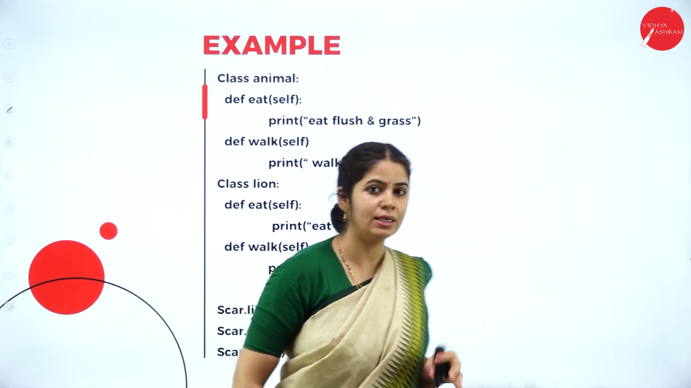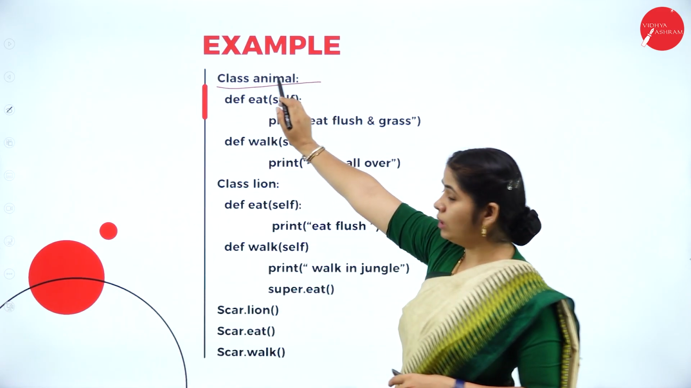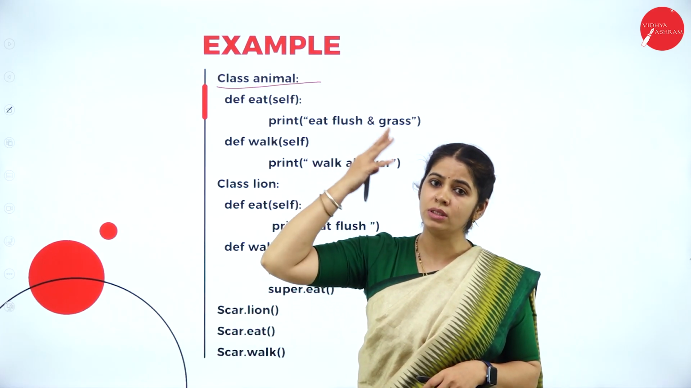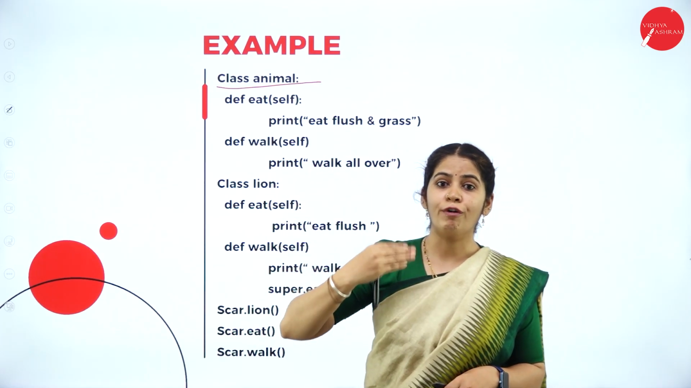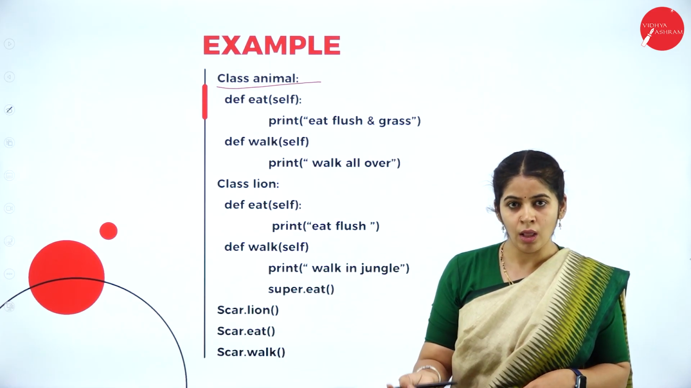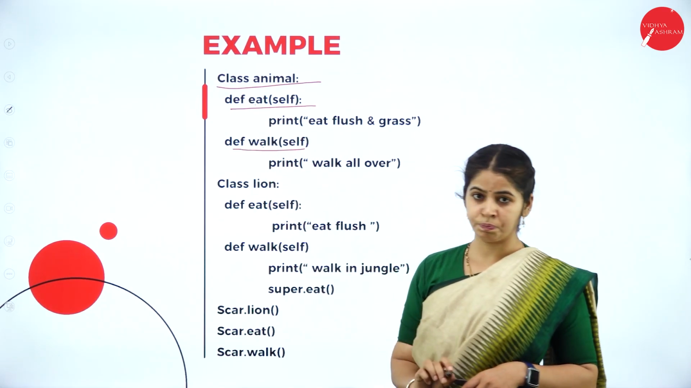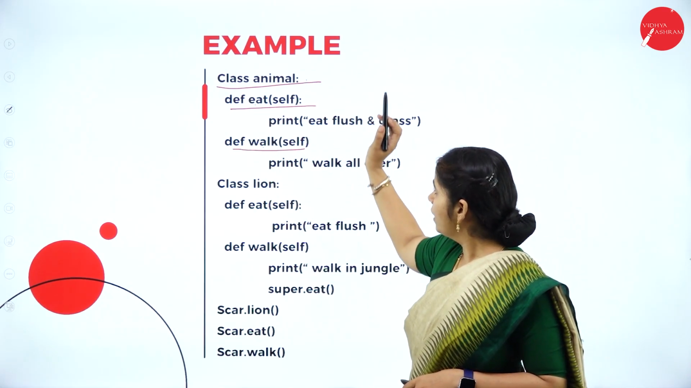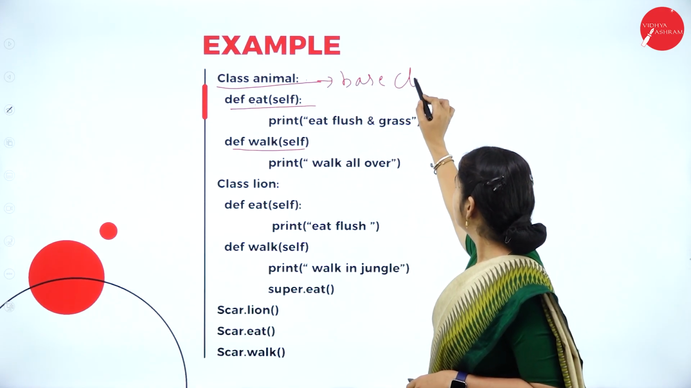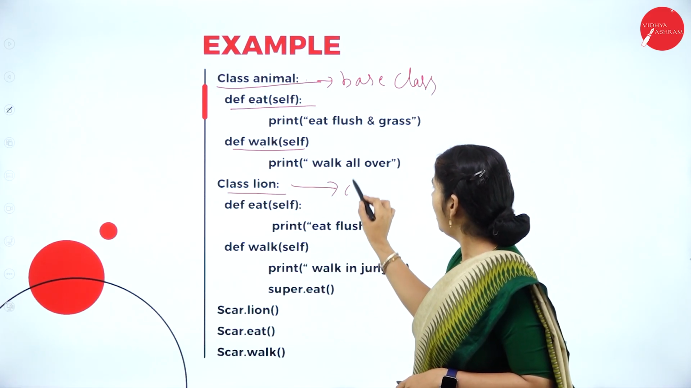Let us see a simple example for overriding. In this example, we have taken the class Animal. Animals means we have herbivorous animals, carnivorous animals, like that. So what is the basic functionality of an animal? The basic functionality of an animal is to eat and to walk, right? So we have defined two functions, eat and walk, with respect to the Animal, which is a base class here. And we have created one more class, which is a derived class.